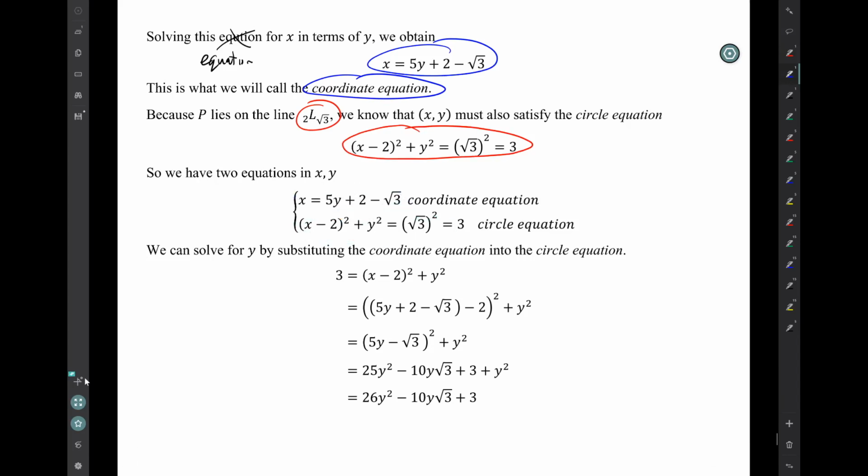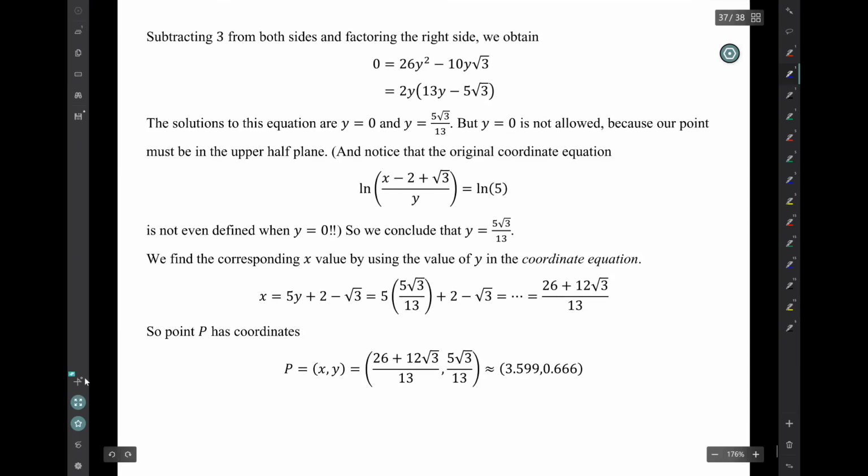We can solve these equations. Now I describe that in these notes. I won't describe it in the video. You can just read the notes. And the result is when you solve these equations, you end up with this. Point P has these crazy coordinates, (26 plus 12 square root of 3) over 13, comma, 5 square root of 3 over 13. That's roughly these decimals. It's quite a bit of arithmetic, and it's interesting, actually. There are some special nuances you have to think about.